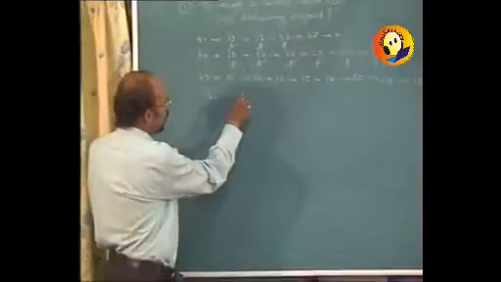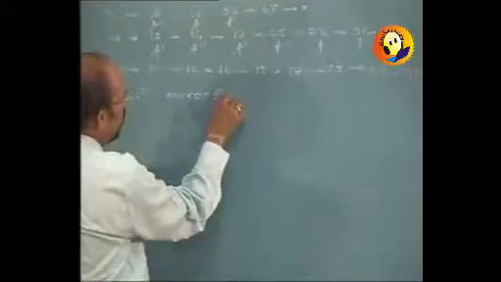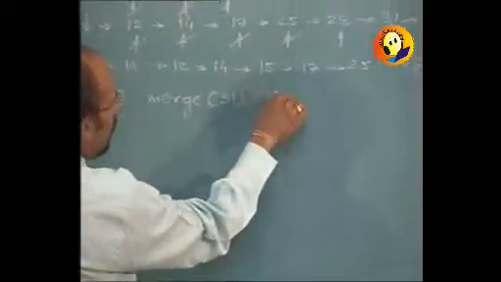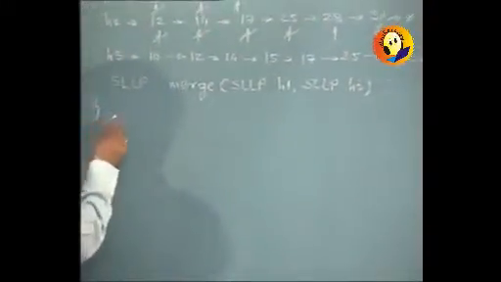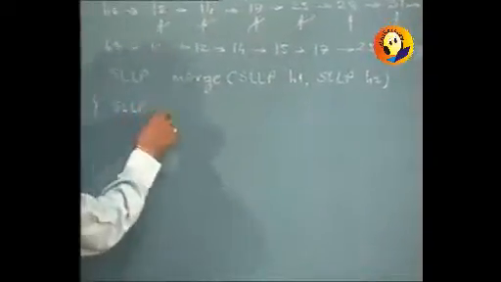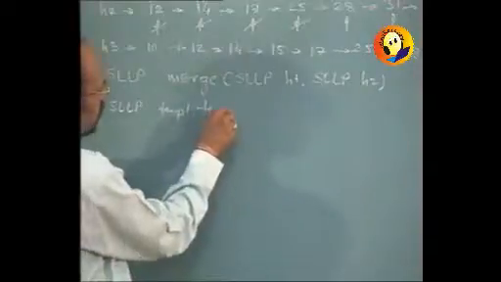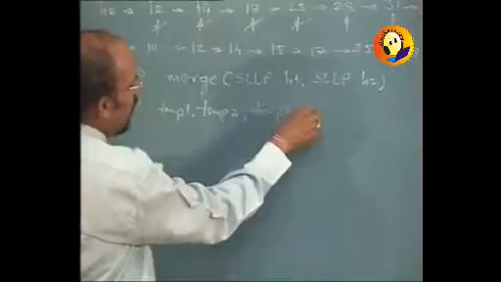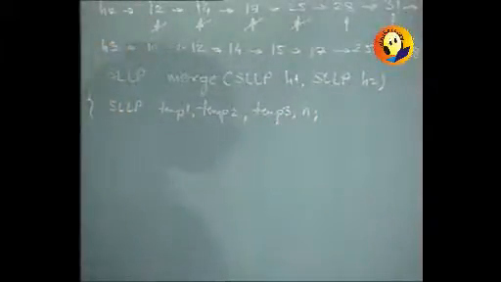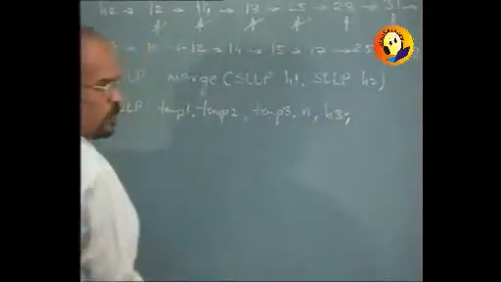So it is SLLP merge, to which we will pass the header of the first list and the header of the second list. We will require pointers to store the position in the first list, the position in the second list, the position in the third list, and a new node that has to be attached. And of course you are required to generate the third header also.